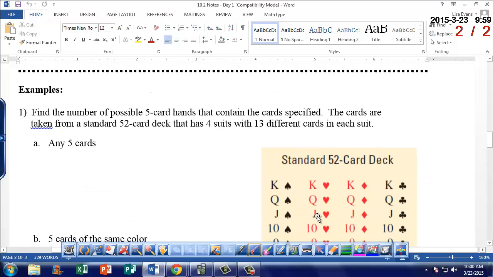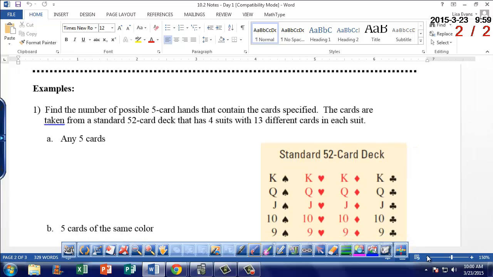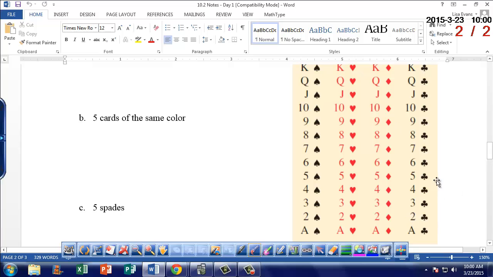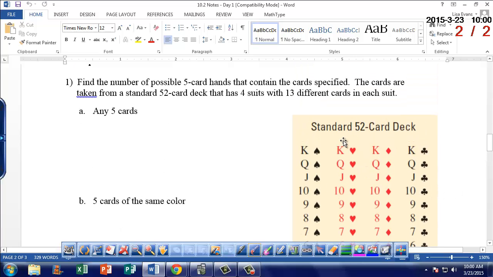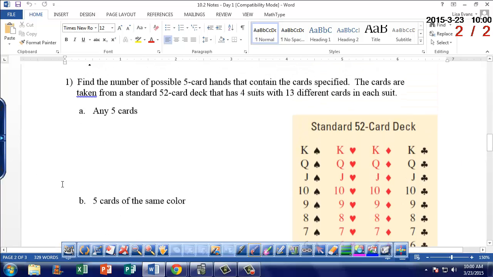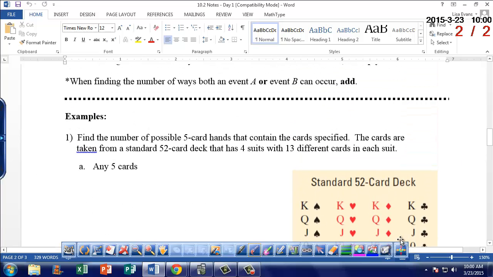So let's go ahead and get started with this example. Now, I do expect that you know a deck of cards. Here they are, and you will need to know them for the quiz and test. Okay, so let's just talk about things. In a standard deck of cards, we have 4 different suits. We have spades, hearts, diamonds, and clubs. We have 4 of every type of card: king, queen, jack, numbers 10 through 2, and aces. Okay, so I'm going to refer to this as we do every single problem. Find the number of possible 5-card hands that contain the cards specified.